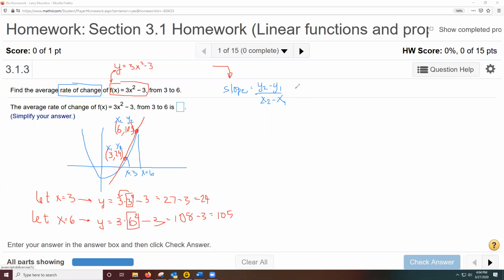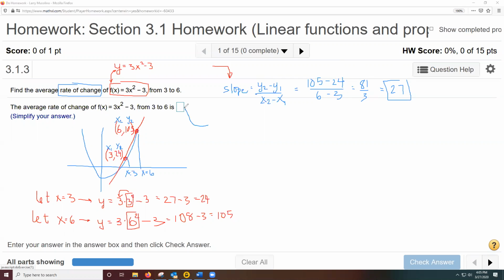All right, so let's plug into the slope formula. y2 is 105. y1 is 24 over x sub 2 minus x sub 1. That's going to be 6 subtract 3. All right, now I can figure out the slope. 105 subtract 24 on top is 81. And 6 subtract 3 on the bottom is a 3. 81 divided by 3 is 27. So the answer to this question is 27.